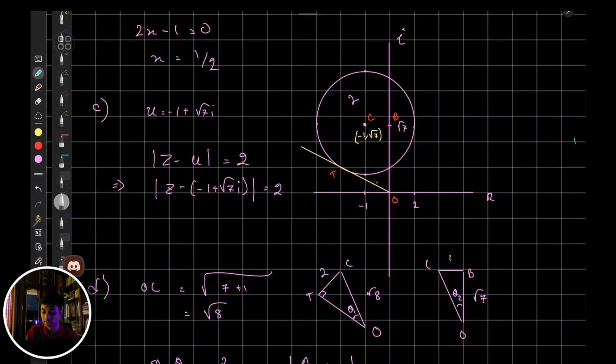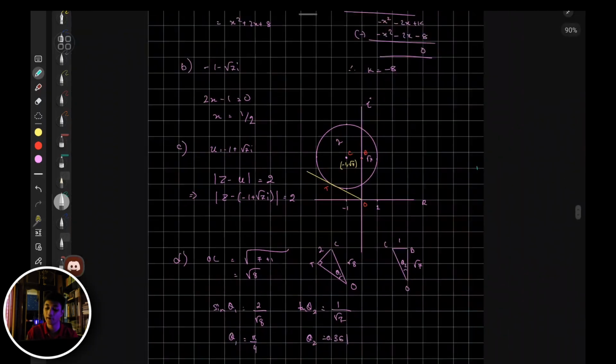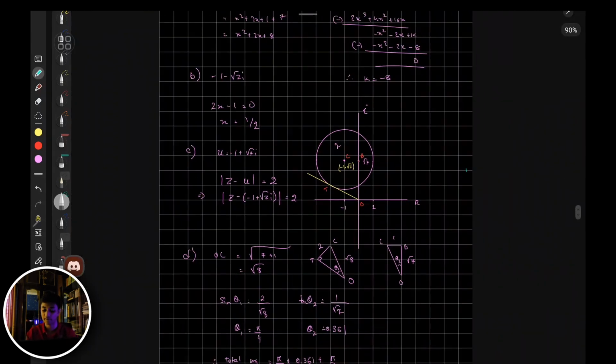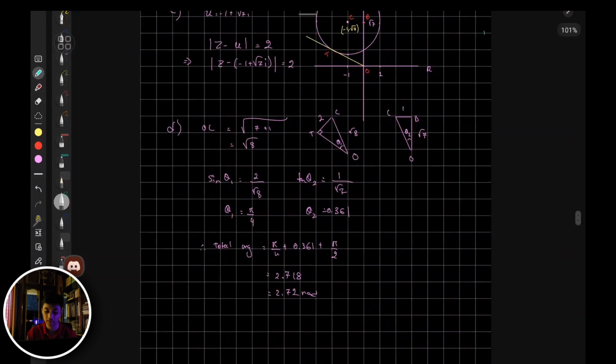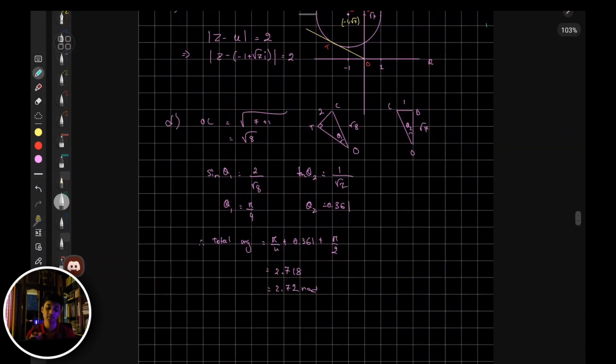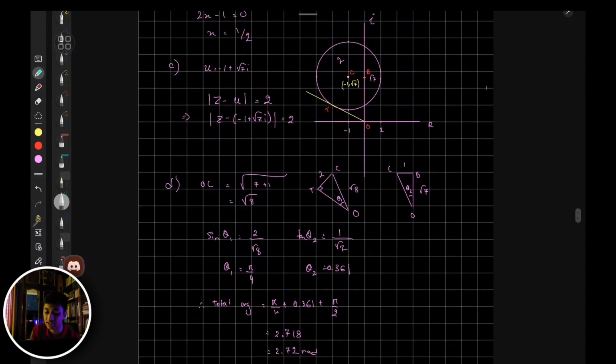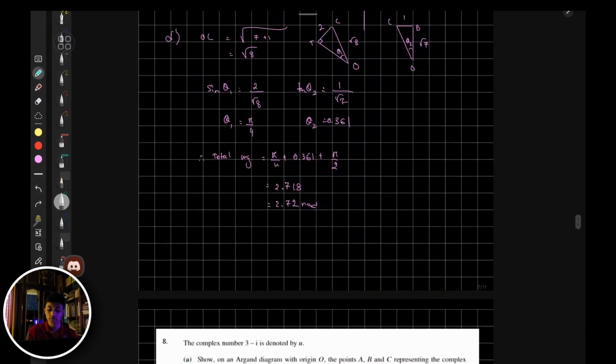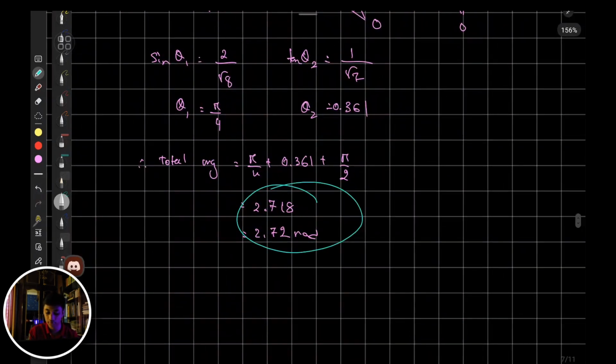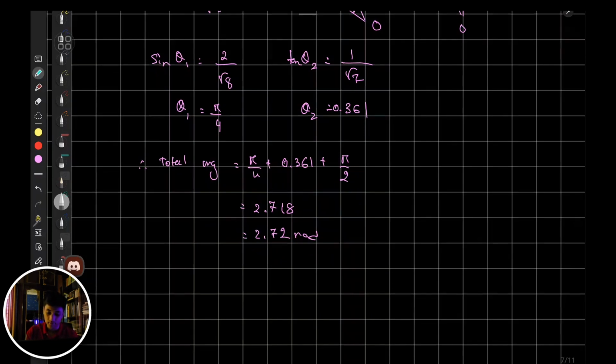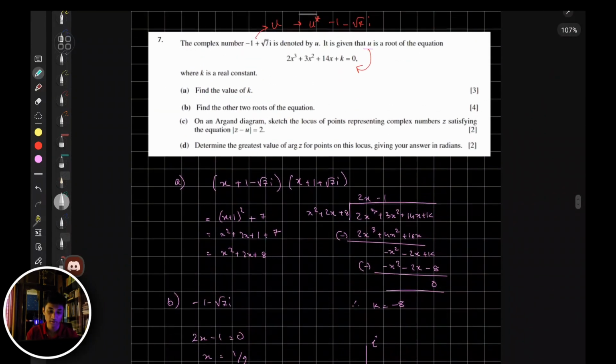So what do you do to get this entire angle now? You add pi by 2 plus pi by 4 plus this small angle, and you will get the total argument of z at this point, right? So you will get a value of 2.72 if you round it up. All right, so that is question 7.